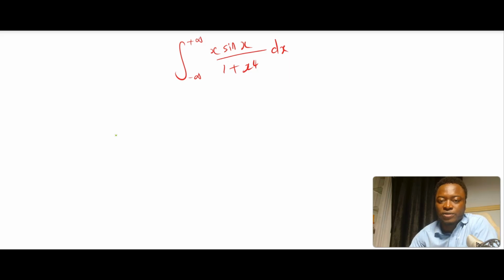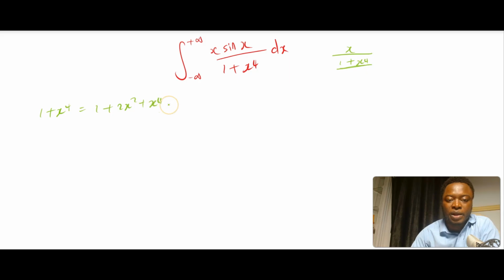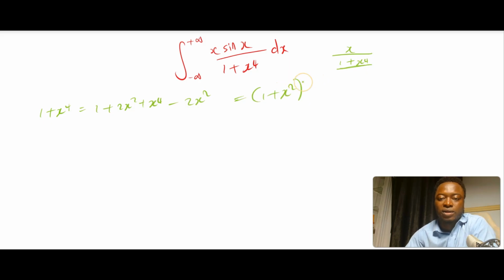Well, to begin with, we'll need to notice that the rational term here is x divided by 1 plus x to the fourth, and it is possible to simplify this 1 plus x to the fourth, point being that 1 plus x to the fourth is equal to 1 plus 2x squared plus x to the fourth minus 2x squared, and this is the same thing as 1 plus x squared, all squared, minus square root of 2 x, all to the second power.